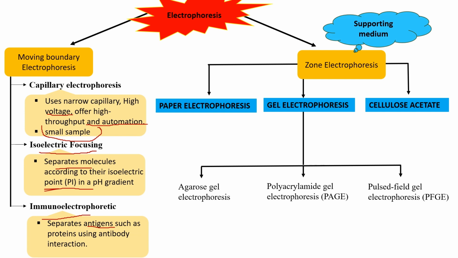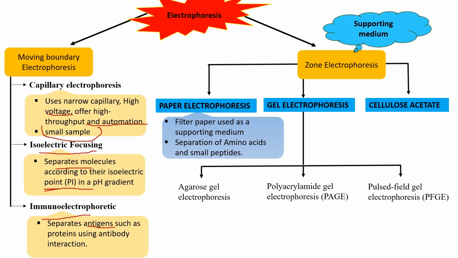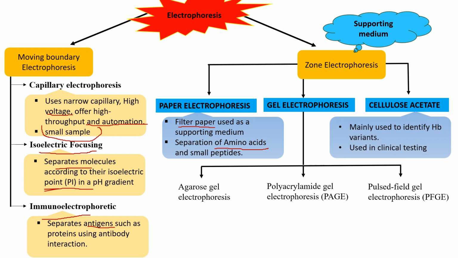Coming to zone electrophoretic techniques, paper electrophoresis is the major one, which uses filter paper as a medium and separates amino acids as well as small peptides. And cellulose acetate electrophoresis is mainly used to identify HB variants, like hemoglobin variants, and is preferably used in clinical testing.